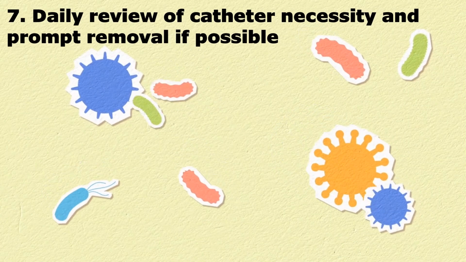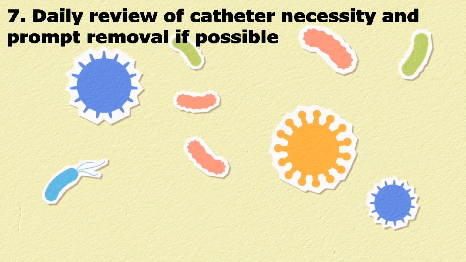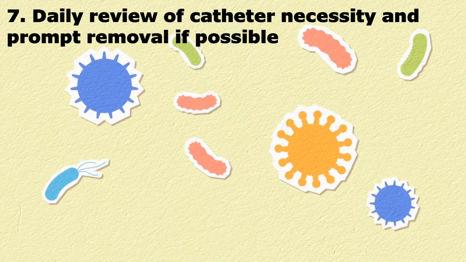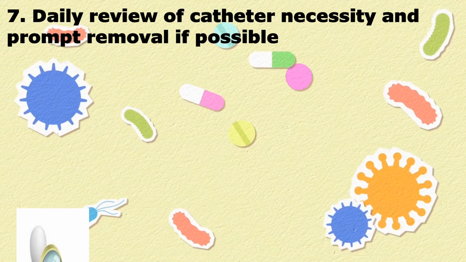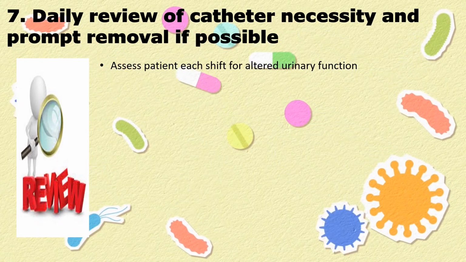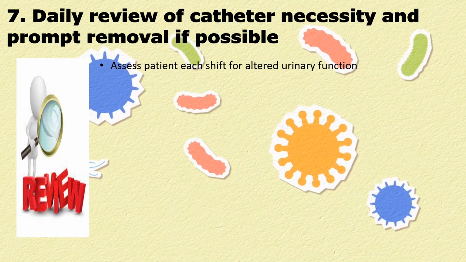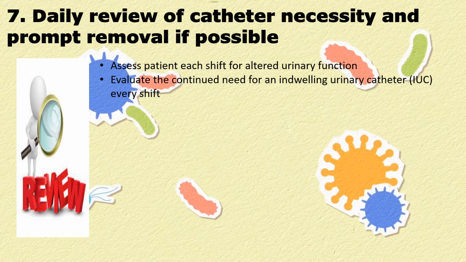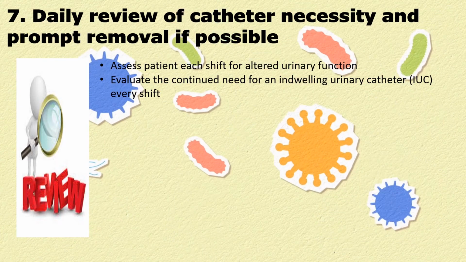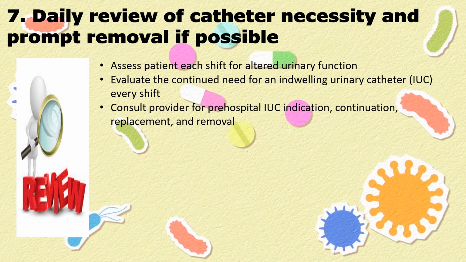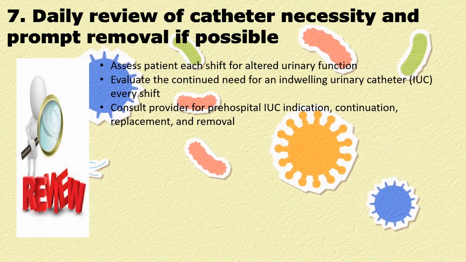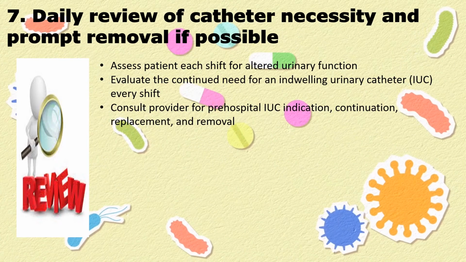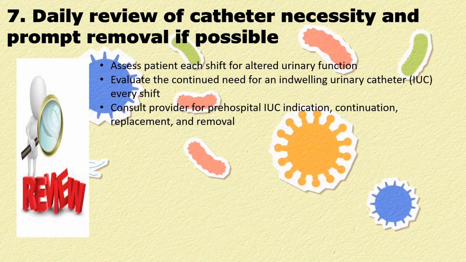The seventh element of our CAUTI prevention bundle is the daily review of catheter necessity and prompt removal if possible. Assess each patient every shift for altered urinary function. Evaluate the continued need for an indwelling urinary catheter every shift. And consult the provider for pre-hospital indwelling urinary catheter indication, continuation, replacement, and removal.